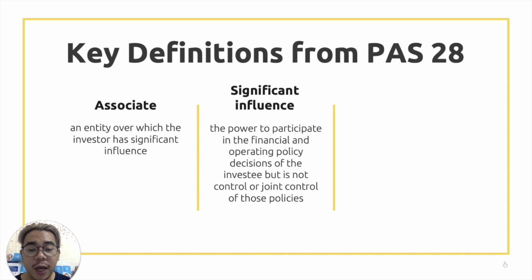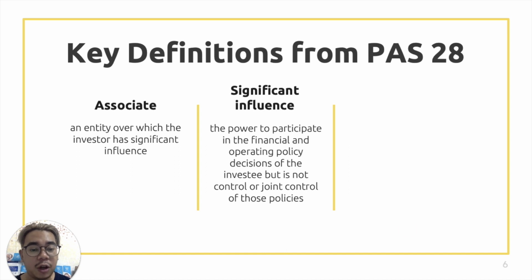Because if you can control the entity, then you are in a parent-subsidiary relationship. That is a different accounting. That is a different standard. Joint control, that is a joint venture. So significant influence, you only have the power to participate in the financial and operating policy decisions of the investee. Later, we will further discuss what significant influence is.